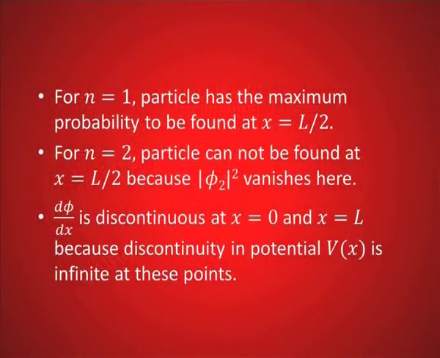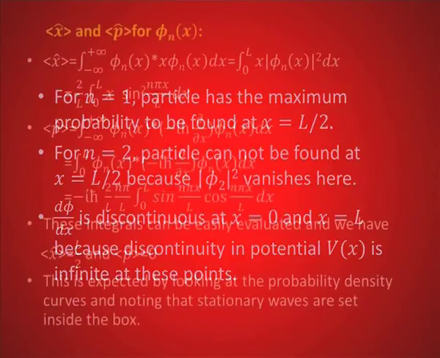For n is equal to 1, the particle has the maximum probability density to be found at x is equal to L by 2. For n is equal to 2, the particle cannot be found at x is equal to L by 2, because mod phi 2 square vanishes there. d phi by dx is discontinuous at x is equal to 0 and L, because I told you that d phi by dx is going to be discontinuous if the V is infinite. We do have V infinite here. So, d phi by dx is discontinuous at x is equal to 0 and at x is equal to L.